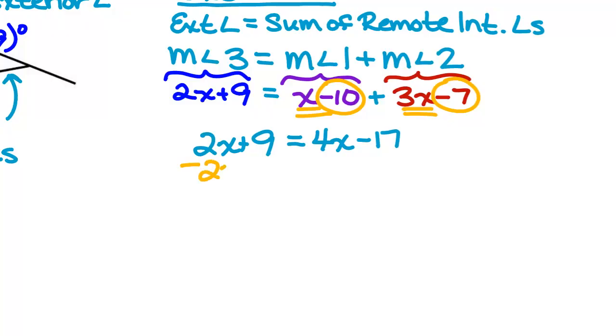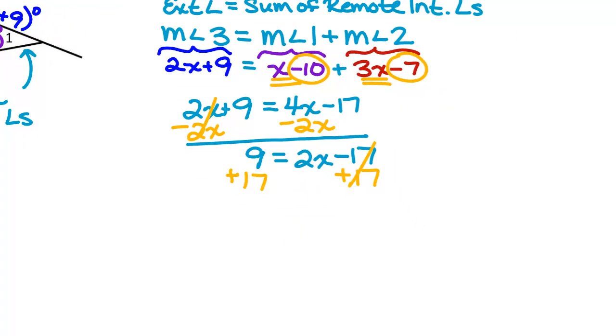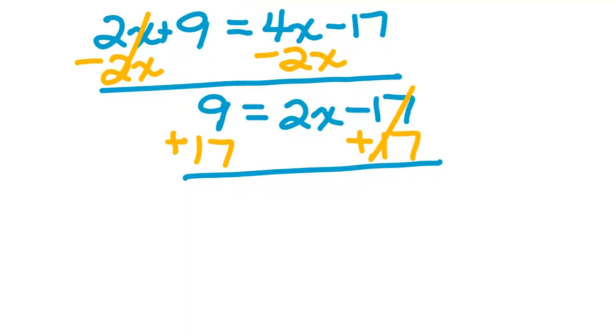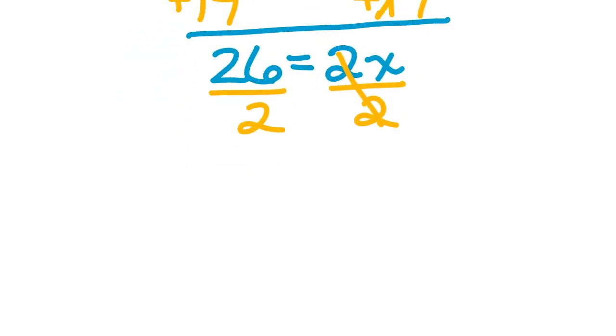Get the x's to the same side next. So I'm going to subtract 2x from both sides. I get 9 is equal to 2x minus 17. We're going to add 17 to both sides to make it cancel out over there on the right. What is 9 plus 17? 26. So 26 equals 2x. Divide both sides by 2. What is 26 divided by 2? 13. So 13 equals x.